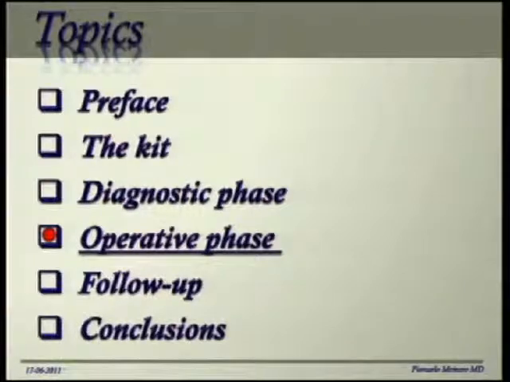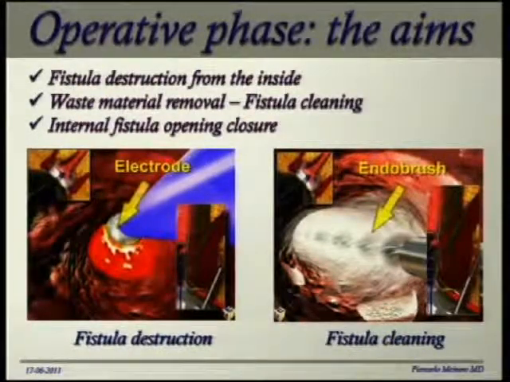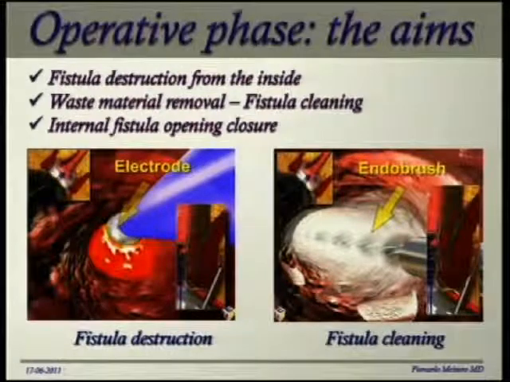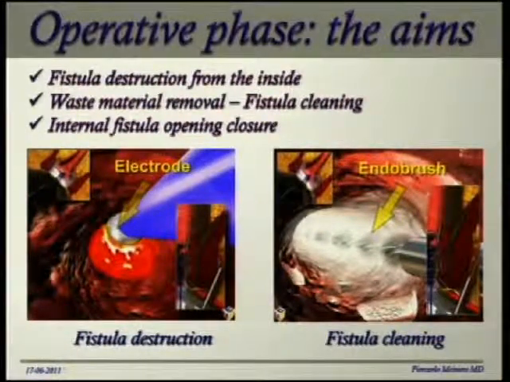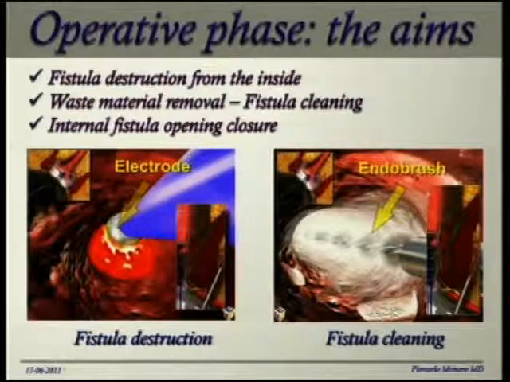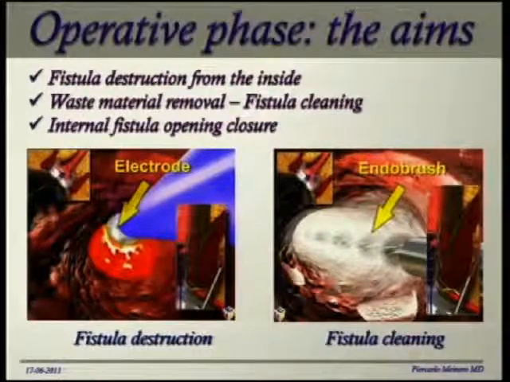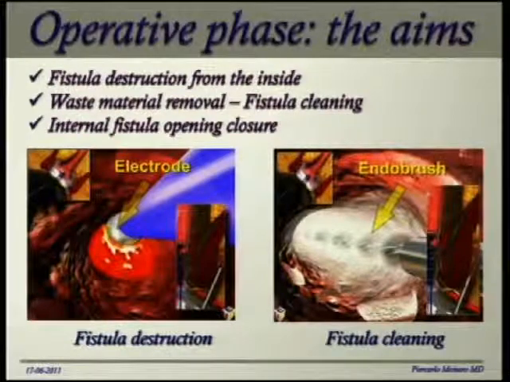And now we talk about the operative phase. Purposes of this phase are the fistula destruction from the inside, the fistula cleaning, and finally the internal opening closure. We destroy the fistula using the electrode passing through the operative channel on the fistula scope, all the time visually. We complete this phase centimeter by centimeter from the internal opening to the external opening, cauterizing all fragments of the whitish material adhering to the fistula wall, not forgetting any accessory cavity or any possible fistula branches.